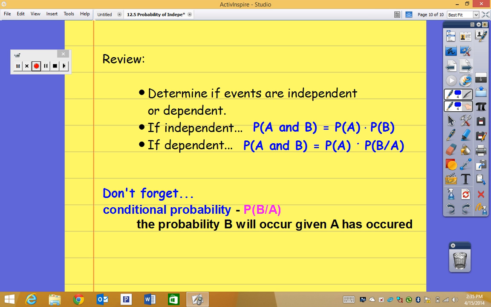It's important to remember whether the events are independent or dependent. If they're independent, we simply multiply them together. If they are dependent, we have to determine the probability of A times the probability of B given that A happened. And don't forget the conditional probability. Also remember whether you are replacing or not replacing, for example, when drawing cards.